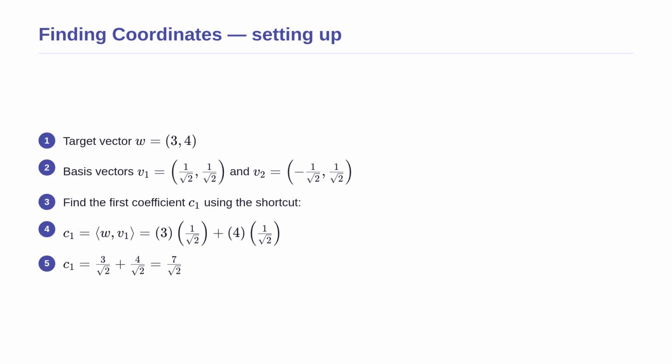To find the first coefficient, C1, we take the inner product of our target vector W and our first basis vector V1. We multiply their matching coordinates and add the results. Adding the fractions together tells us we need exactly 7 over root 2 units of the first basis vector.